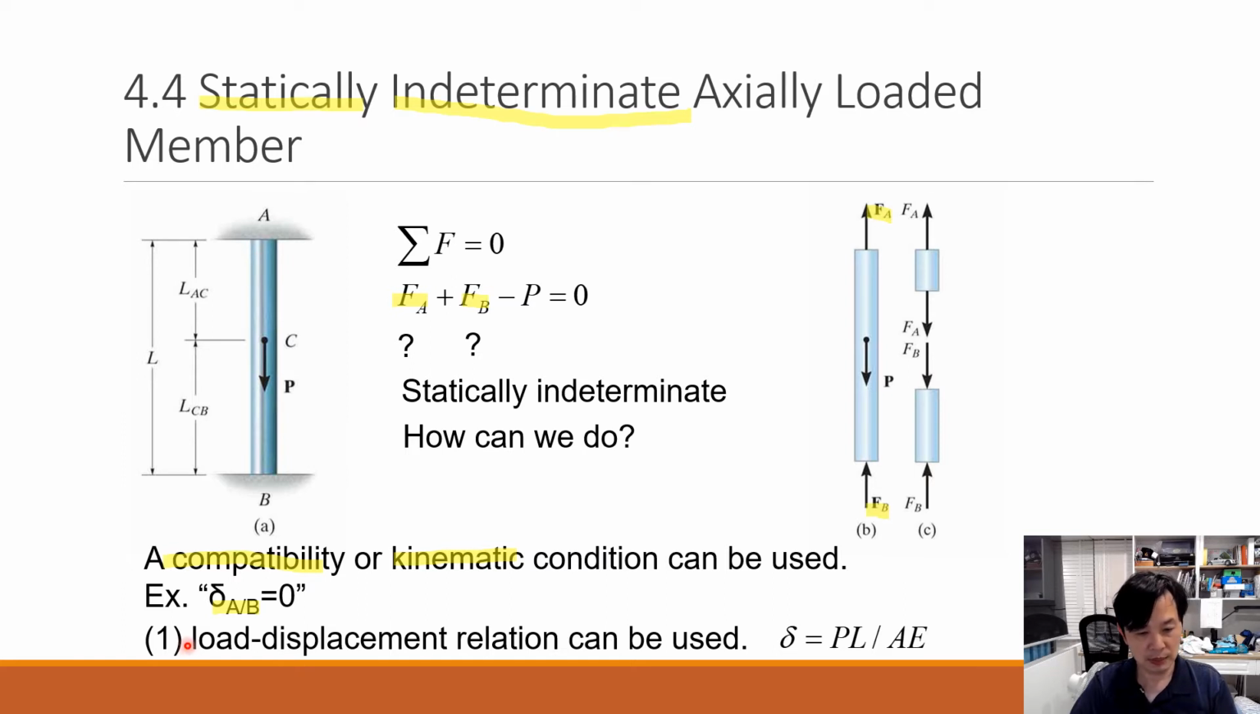So based on the requirement of delta, the load displacement relation can be used, delta equals PL over AE. The reason we can use this function is because the cross-section of this one is constant. The length, yes, different parts need different lengths. The area is constant, and E is the same material. So this is the first step for the compatibility condition.